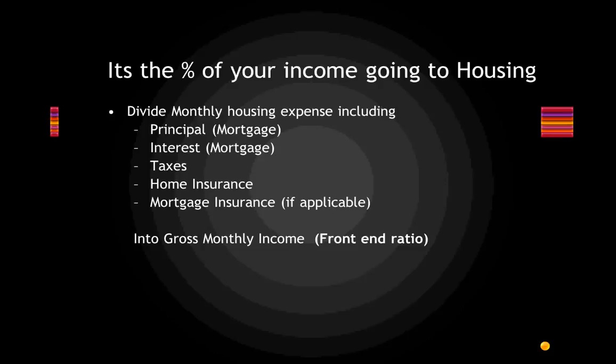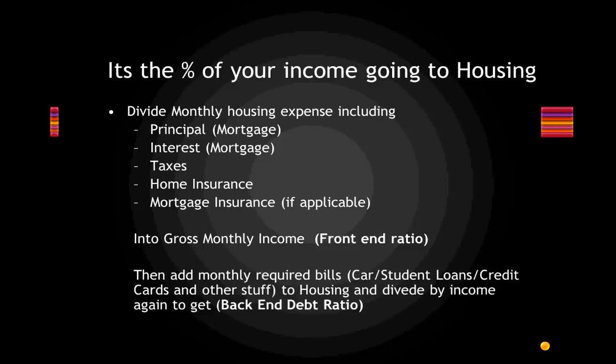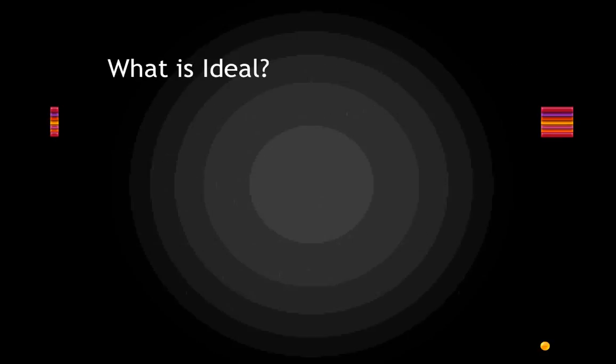Okay, so there's two different ratios lenders can look at. It's again this front-end one, which is the monthly housing expense divided by your gross monthly income, and then you're going to add in all the required monthly bills, things like your car loans, student loans, credit cards, and other stuff in your life. You're again going to take that and add it to your housing and divide it by your income to get what's called your back-end debt ratio. And so you have two different ratios that come together.